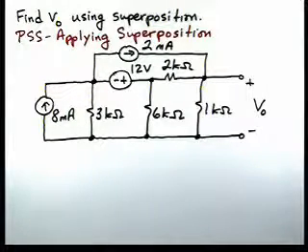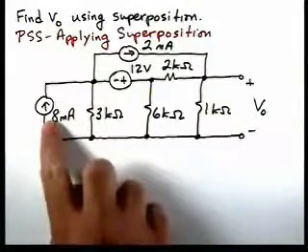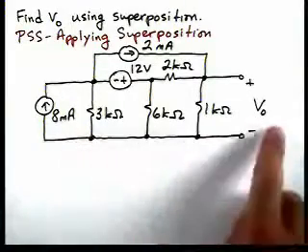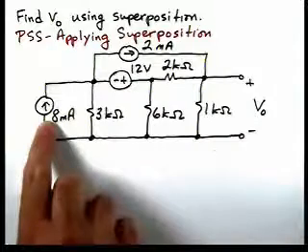In this problem, we're going to find V0 using superposition. We'll use our problem-solving strategy entitled Applying Superposition. If you remember with superposition, we're going to analyze a circuit with just one source active. So, for instance, we'll find the response, or V0, with only the 8 milliamp source active.